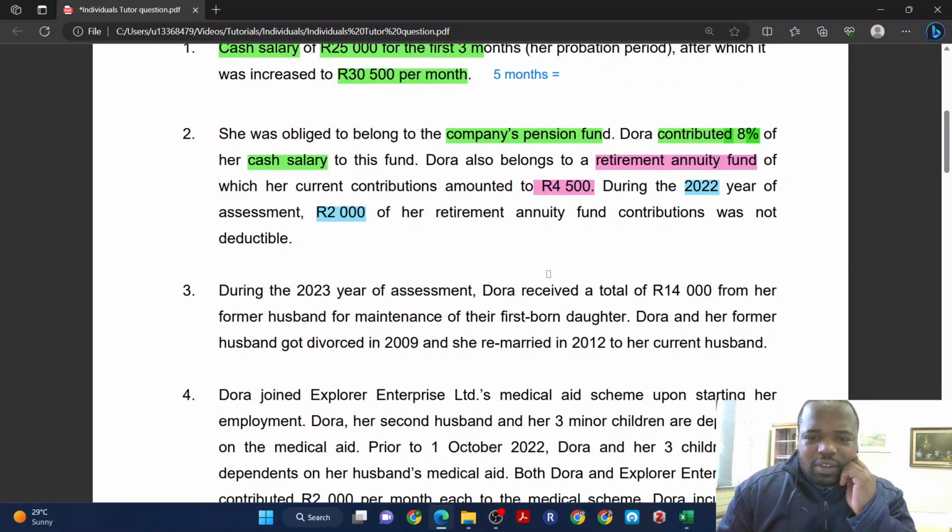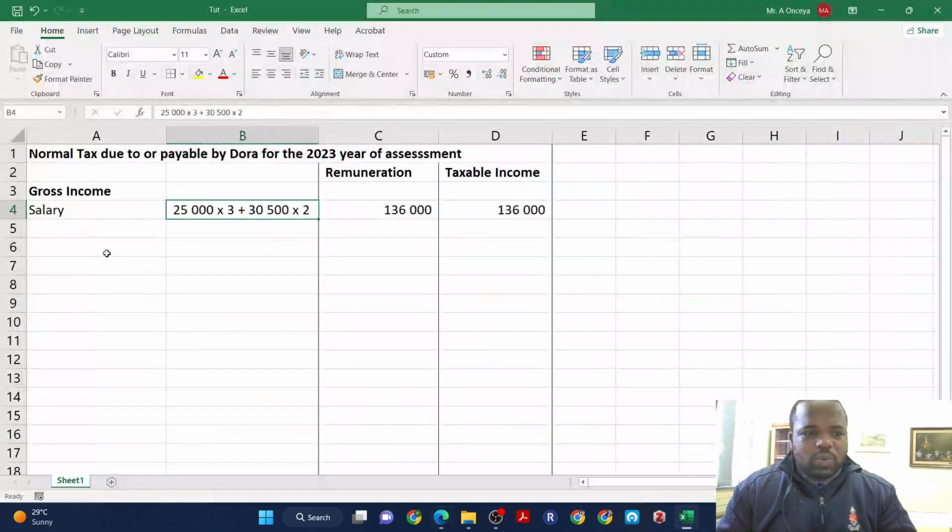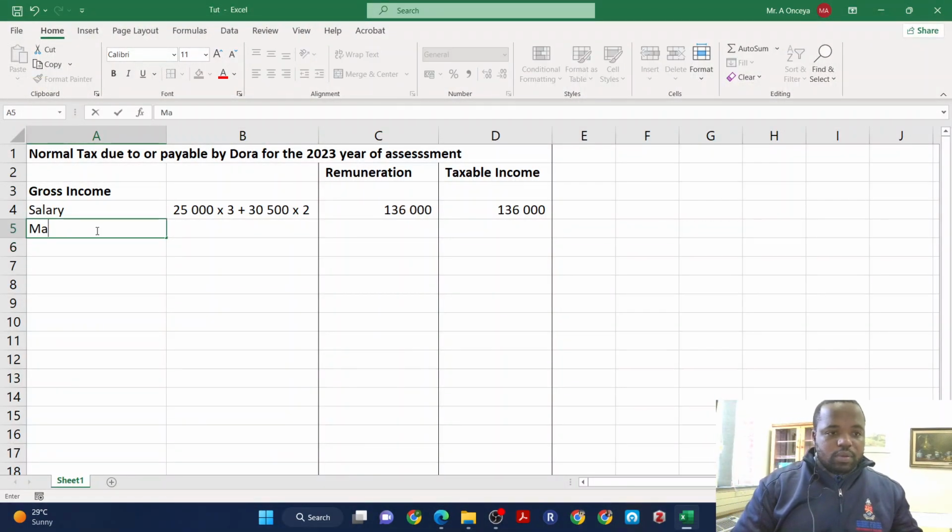During the 2023 year of assessment, Dora received a total of 14,000 rands from a former husband for maintenance of their firstborn child. So this is maintenance, 14,000 rands. Dora and her former husband got divorced in 2009, and she remarried in 2012 to her current husband. So she is married, but we don't tell you there whether it is in or out, so don't assume. You just know she's married. Okay, so easy there. You just say the maintenance.